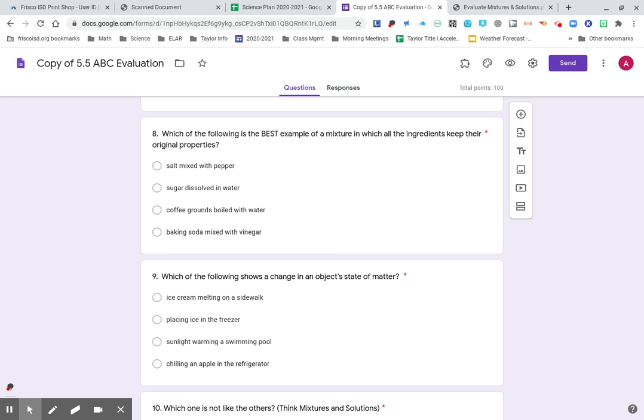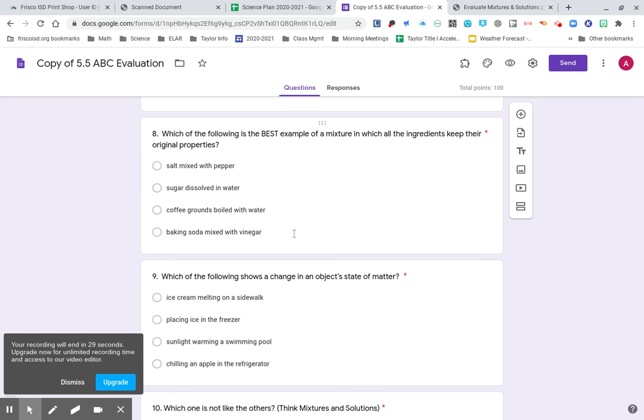Number 8. Which of the following is the best example of a mixture in which all the ingredients keep their original properties? Salt mixed with pepper, sugar dissolved in water, coffee grounds boiled with water, baking soda mixed with vinegar.